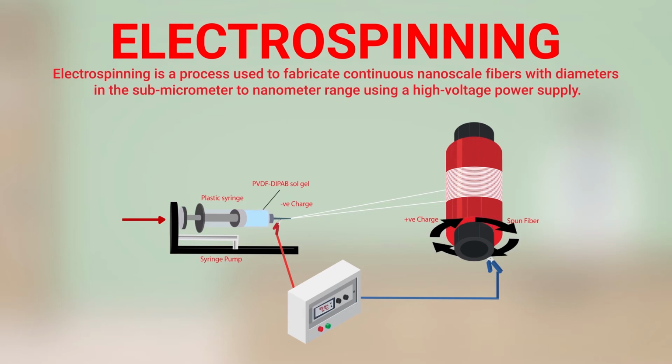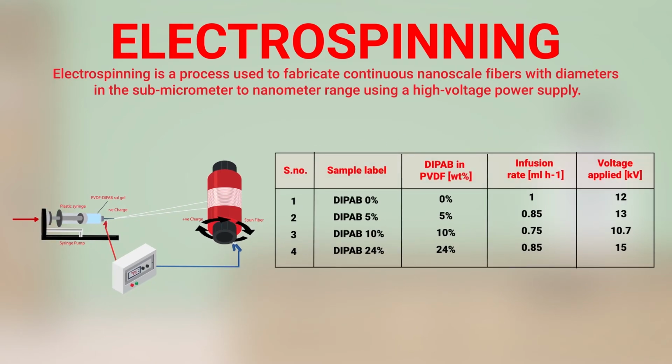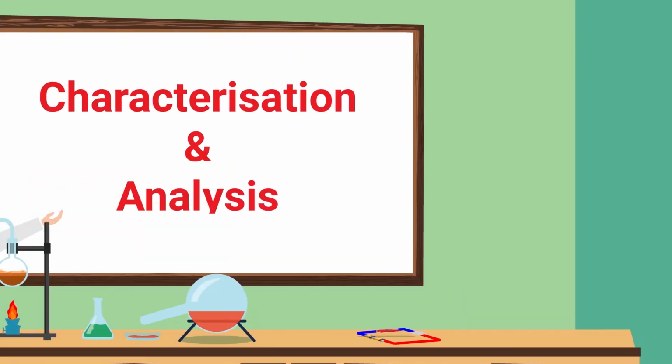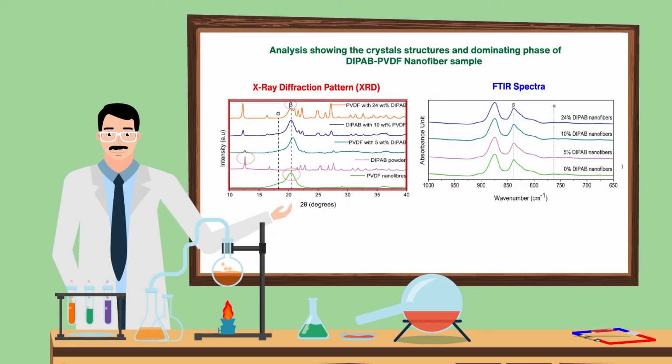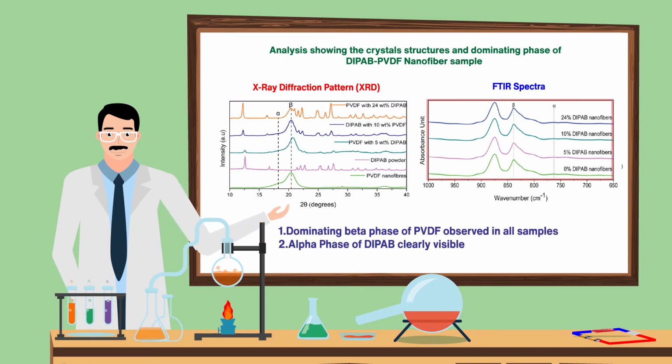We have used an electrospinning setup to create unique 2D nanofibers where the DIPAB nanocrystals grew in situ during PVDF nanofiber formation. The X-ray diffraction analysis confirmed the presence of both PVDF and DIPAB materials. Infrared spectroscopy further confirmed the presence of the dominant dielectric phases in both the structures.